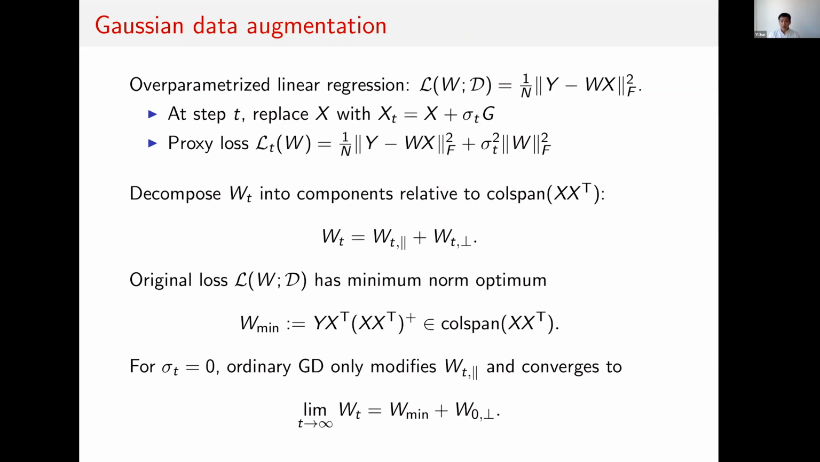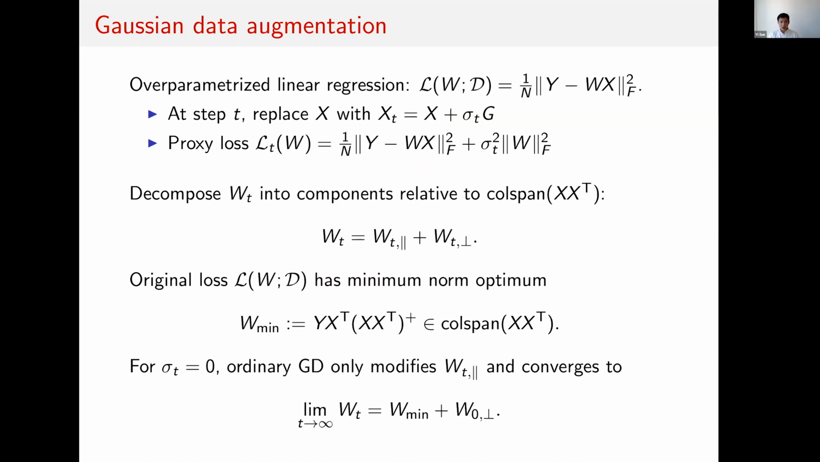When we run gradient descent for linear regression, it's useful to decompose the weight matrix into two components. One, the parallel component, which lies in the column span of XX transpose, and one, the orthogonal component, which does not. So the original loss has a minimum norm optimum, which lies in this column span and can be written explicitly in terms of the data matrices. Here, the plus denotes the Moore-Penrose pseudo-inverse.